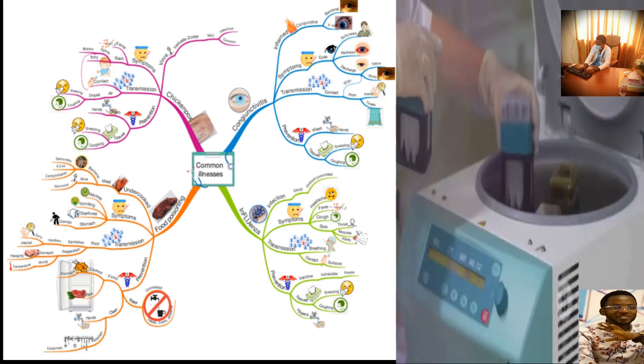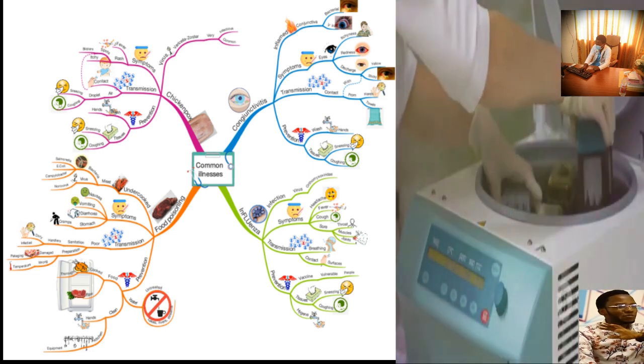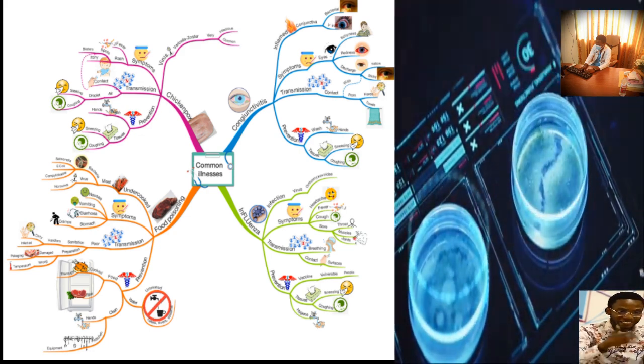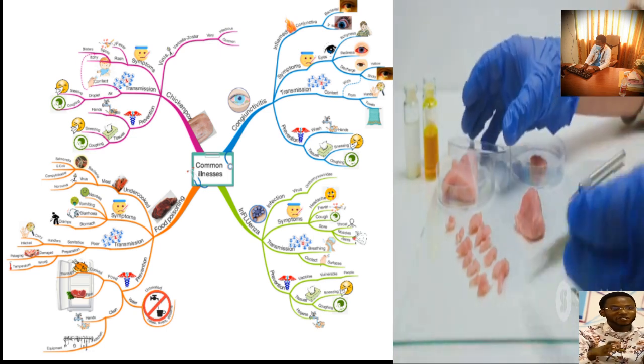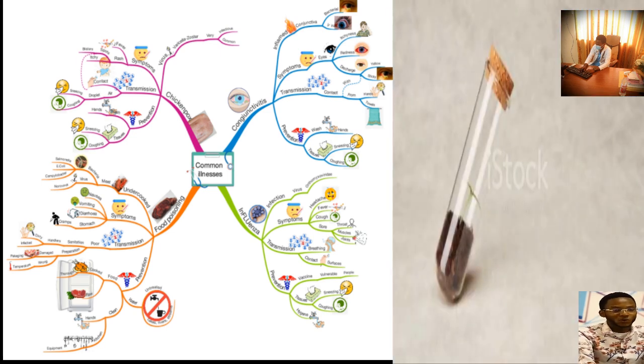4. When should NSAIDs be avoided? A. For mild headaches. B. In patients with peptic ulcer disease. C. For acute low back pain. D. After a minor surgical procedure. Answer: B. In patients with peptic ulcer disease. Explanation: NSAIDs should be avoided in patients with peptic ulcer disease due to the risk of exacerbating the condition and causing bleeding.